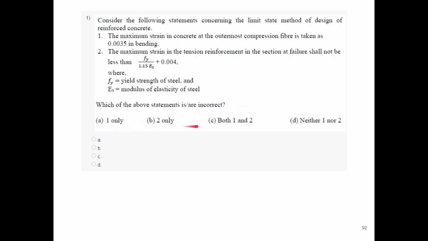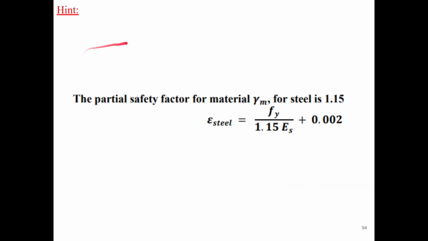A, 1 only; B, 2 only; C, both 1 and 2; D, neither 1 nor 2. So we just discussed, this is correct. The outermost compression fiber has a strain of 0.0035 in bending, and for the outermost tension fiber, the maximum strain should be Fy by 1.15 Es plus 0.002, not 0.004. So 2 is the incorrect statement, 2 only. So B is the correct option. As you can see, B is the correct option.